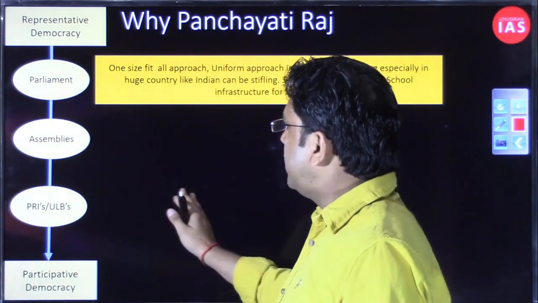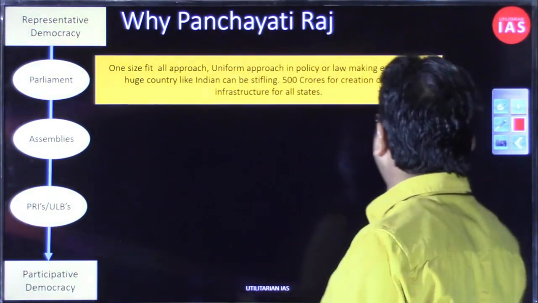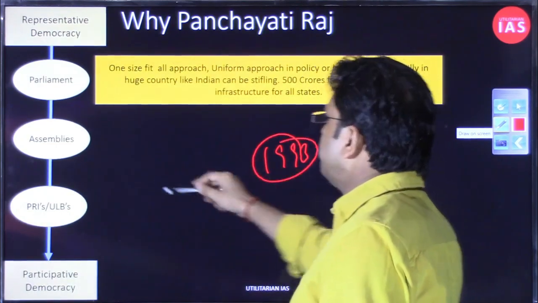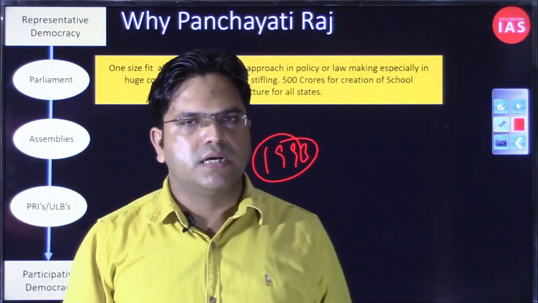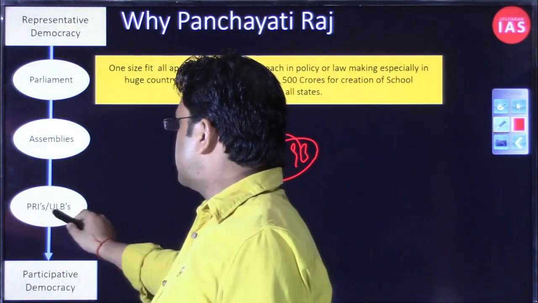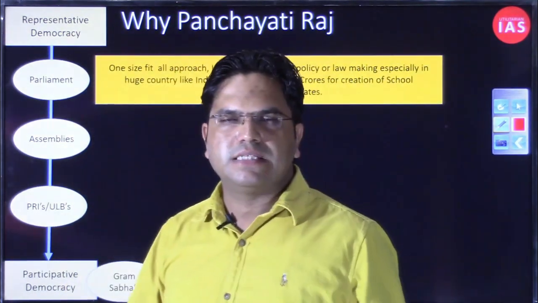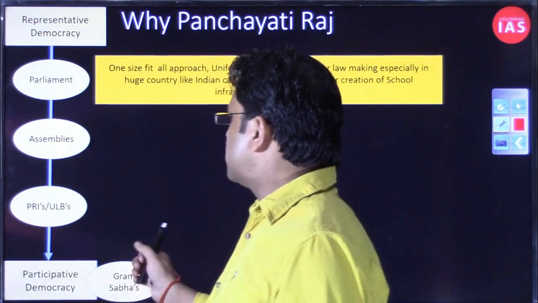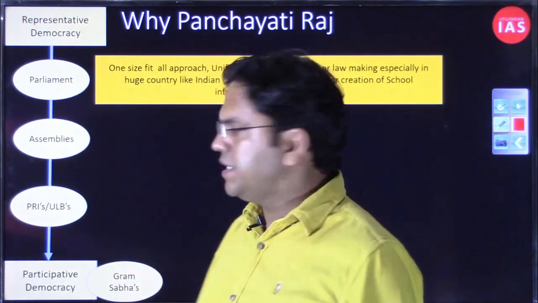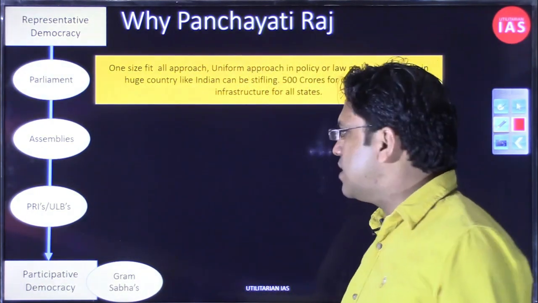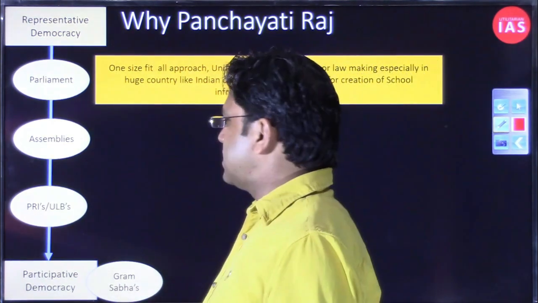And that's why, after much brouhaha, we created this in 1993: the PRIs. What are the PRIs? Panchayati Raj Institutions. And what are the ULBs? Urban local bodies, right? With the creation of these PRIs, if not completely, then to some extent we have become a participative democracy. Let us see how we have become this participative democracy with the creation of PRIs.